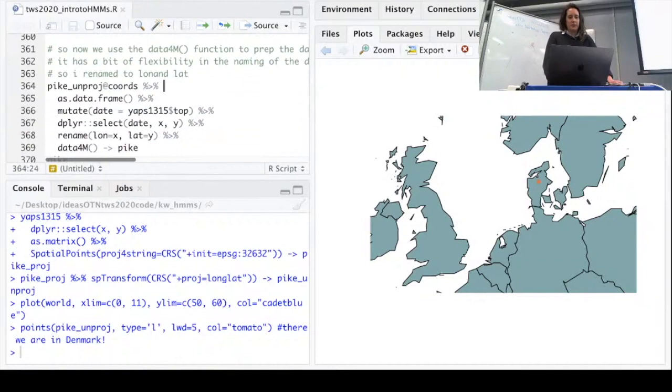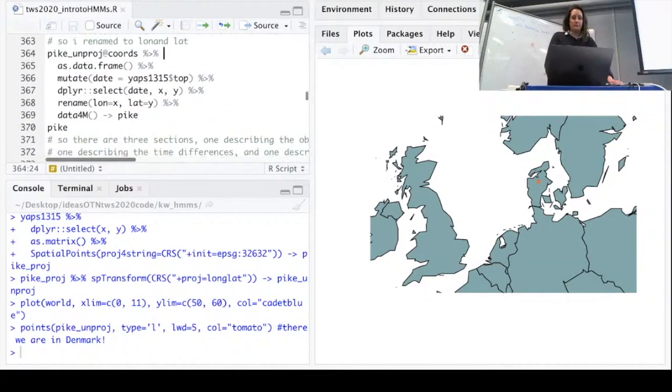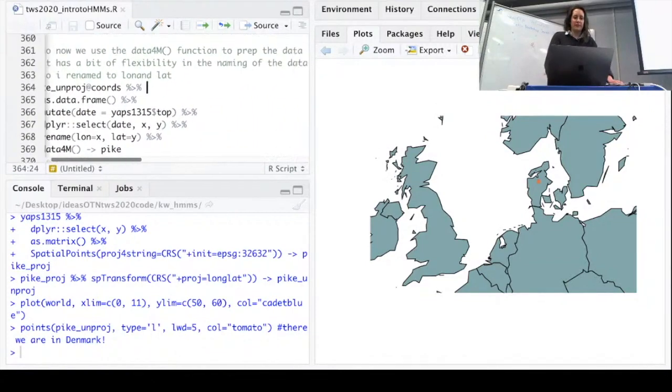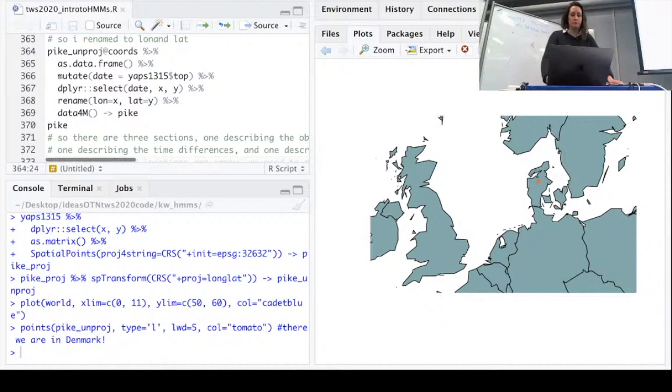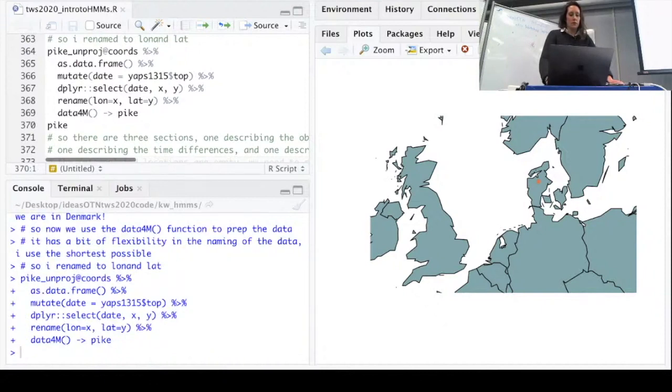Now what we can do is use the data4m function to prep these data. It has a bit of flexibility in the naming of the data, so I just renamed everything lon and lat. But I had to rename top to date, or add it. So you can take a look.